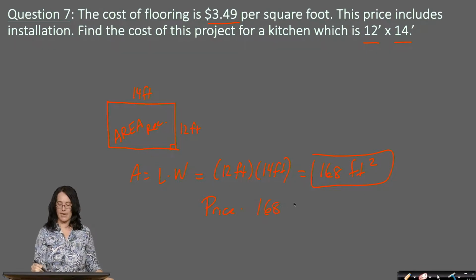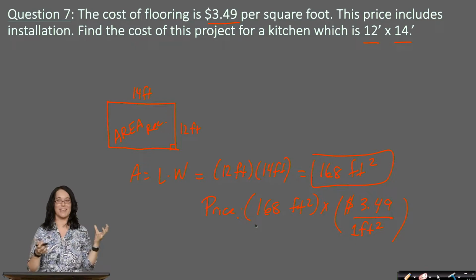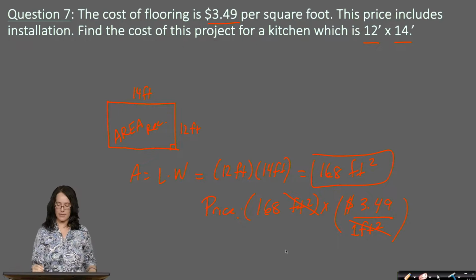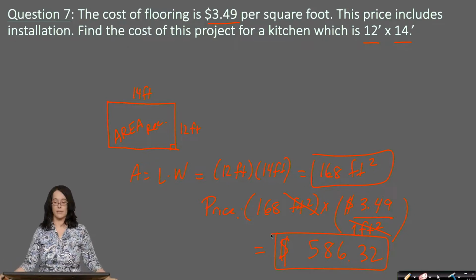Yeah, 168 square feet times the price per square foot, which is $3.49 per square foot for every 1 square foot. And what's beautiful about that, if you look at it again, you're multiplying these conversion factors just like you do in a chemistry class or in a nursing class with dosages. You notice that your units of square feet cancel and you're left in dollars, which is what we wanted here. So 168 times $3.49 does give you your answer of your total price of $586.32.